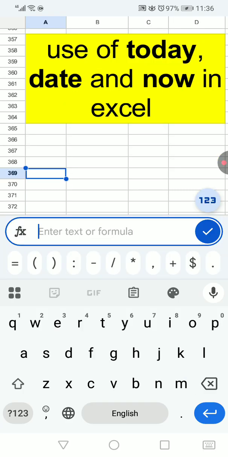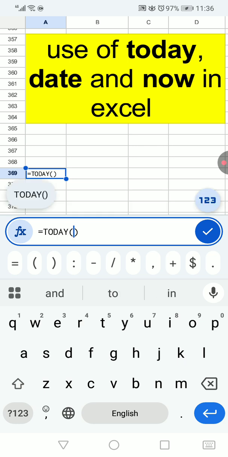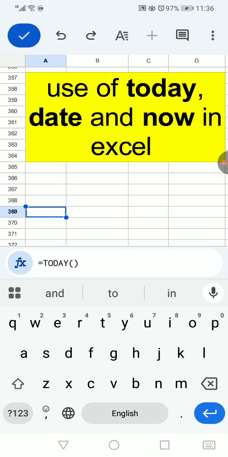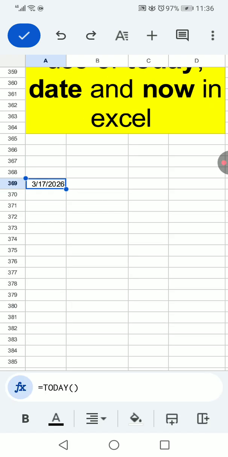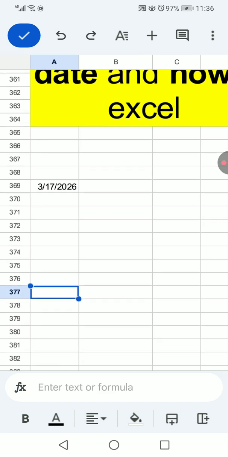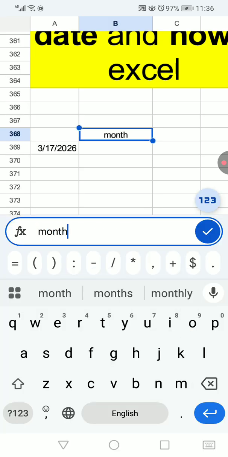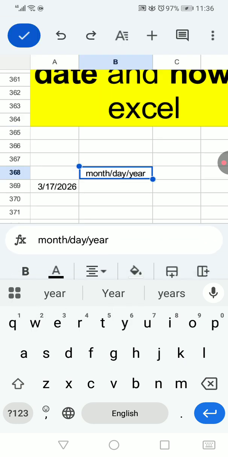The first is TODAY. This is a very simple formula to know what date, month, and year is to be written for today. I have entered the formula and you can see that the date has been established over here, but keep it in mind, Excel will write month, day, and year. So this is the format for the date.